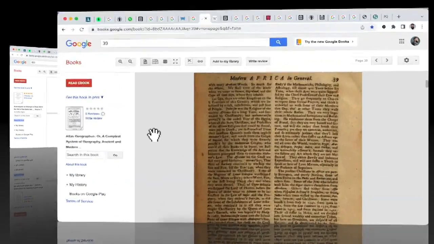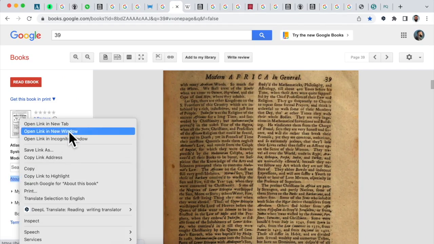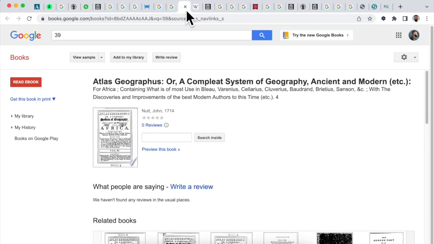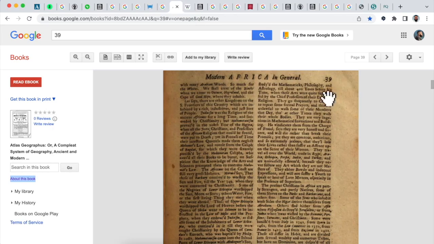All right. Now, this next book that we're going to get into explains why they did not have a Torah. We already read from the virtual Jewish website that their books and their records were destroyed when they were invaded by Muslims. So this is going to give more context. This is Atlas Geographus, or a complete system of geography, ancient and modern, published in 1714. We're going to be on page 39.